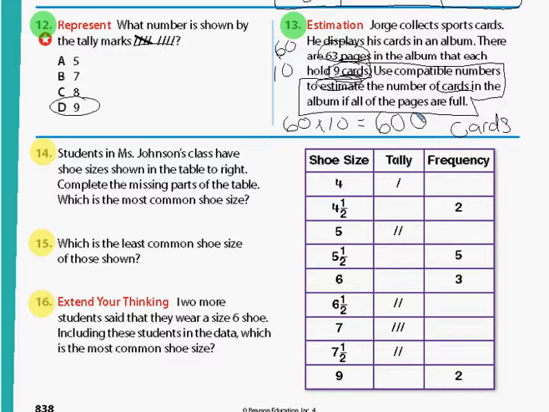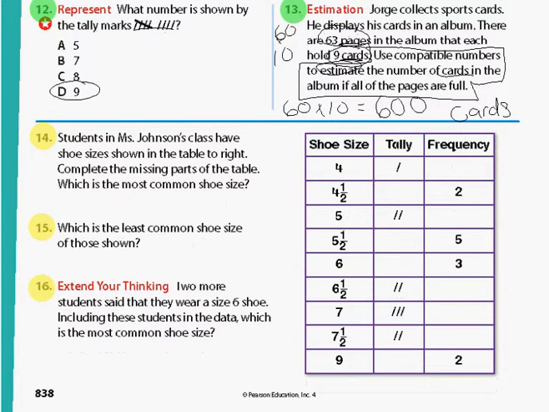Okay, and 14, 15, and 16. You're going to do these on your own. I'll kind of get you started. I'll read the questions for you and kind of help you just a little bit on this. Students in Mrs. Johnson's class have shoe sizes shown in the table to the right. Complete the missing parts of the table. Which is the most common shoe size? Okay, and basically what it's saying is we got some blank spaces here.